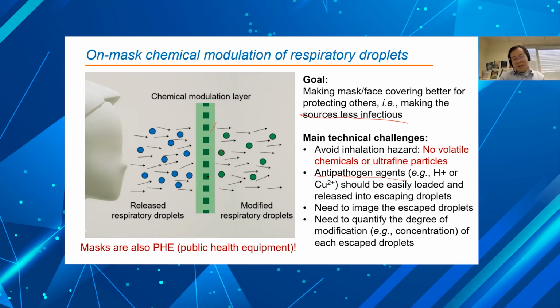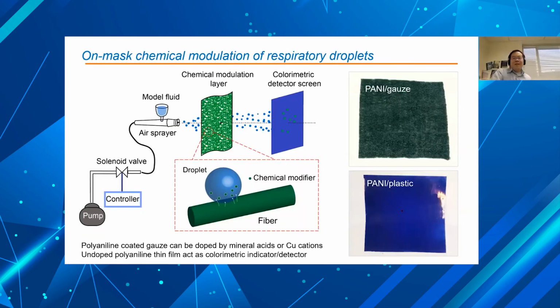The other challenge is that this is easy to think about, but how do you actually characterize that? We need to find a way to count and image the escaped droplets. We also need a way to quantify the degree of modification, which is practically the concentration of these modifying agents in the outgoing droplets. Okay, it's easy to think, but how do you actually do this? But fortunately, Haiyue and Han were able to come up with some really clever designs.